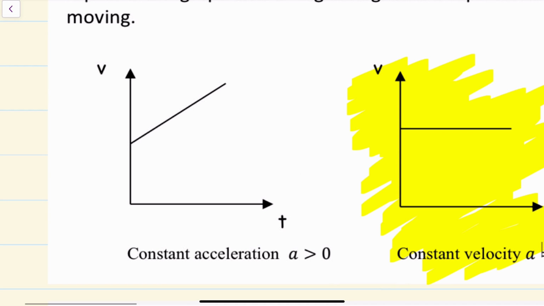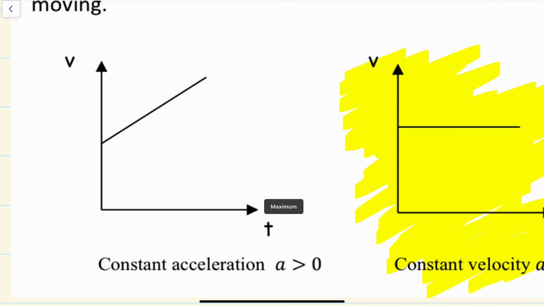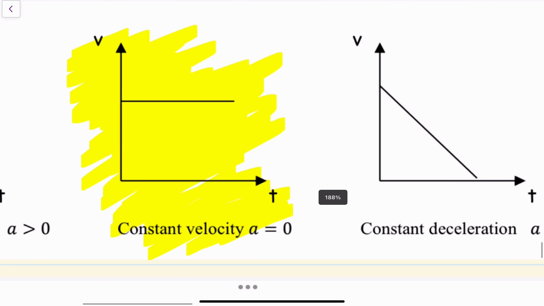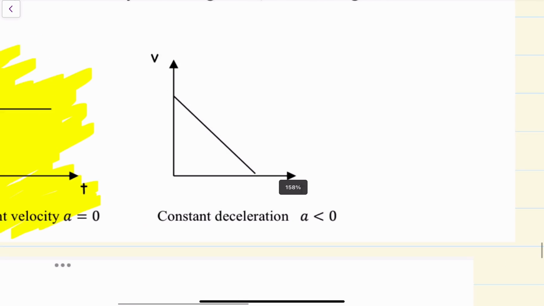So let's look at these three graphs. This one, sloping upwards, means it's got a positive acceleration, no acceleration in horizontal line, so constant velocity, and then it's slowing down, negative acceleration.